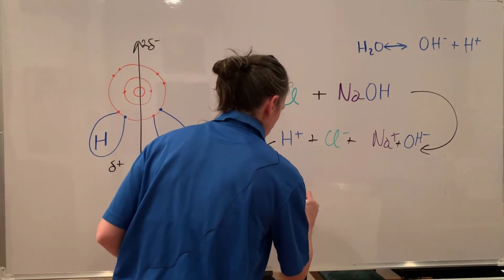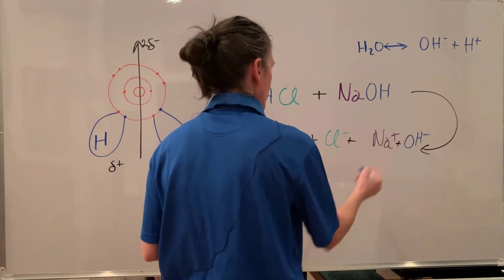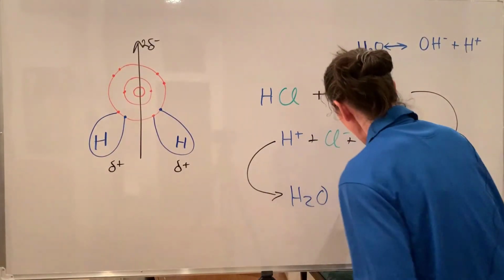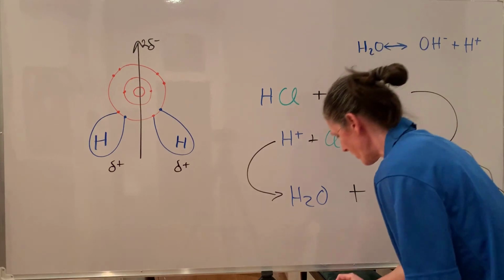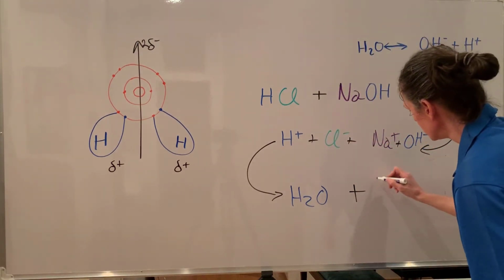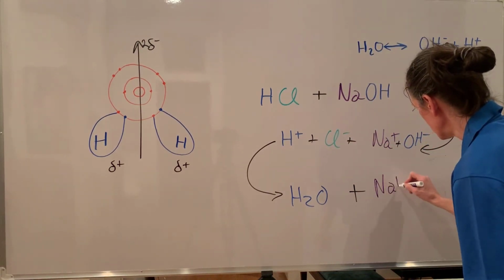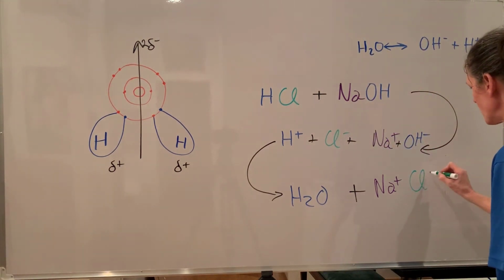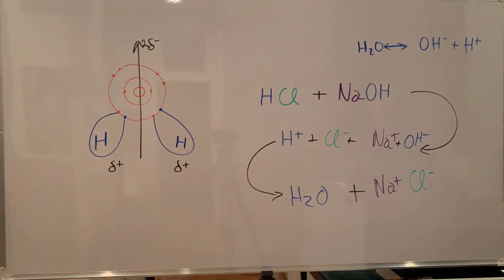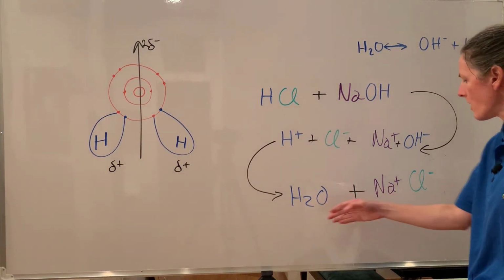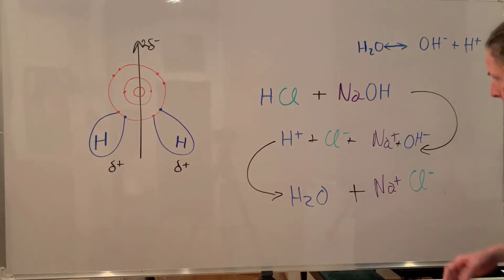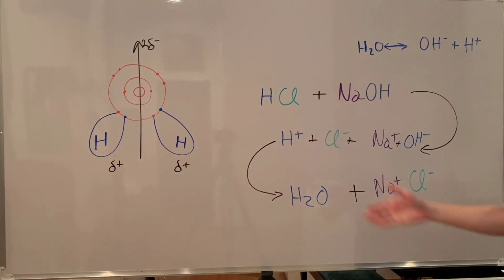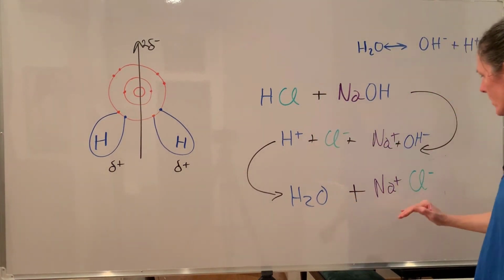So we would have water forming from the hydrogen ion and the hydroxide ion, and of course we would have our salt, sodium chloride, which in solution would actually still be dissolved sodium ion and chloride ion. But if you were to evaporate the water off, you would be left with salt crystals. So when we react a strong acid and a strong base, we get water and salt.